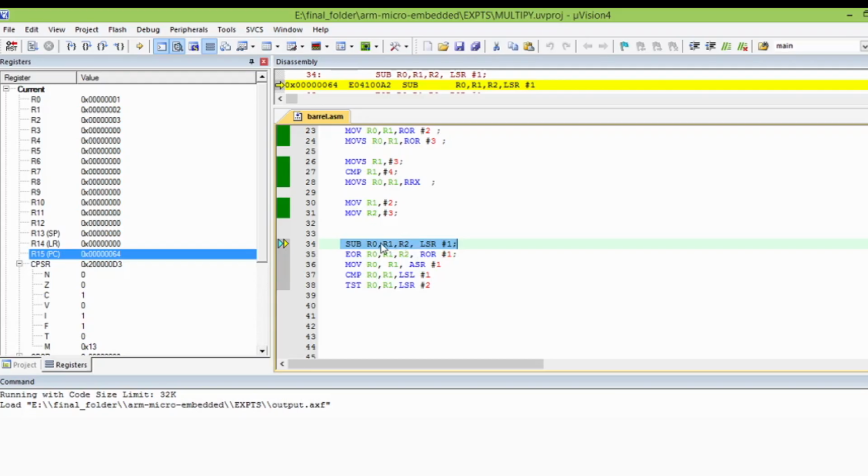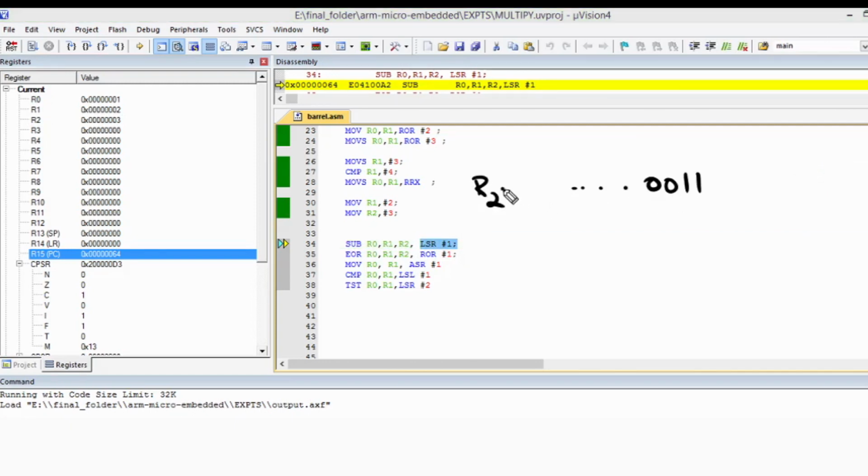Okay, then R1 minus this processed value of R2 is carried out and the result is stored in R0. What is R2? R2 in our case is 3. We are performing logical shift right by one position. This is the initial value of R2.